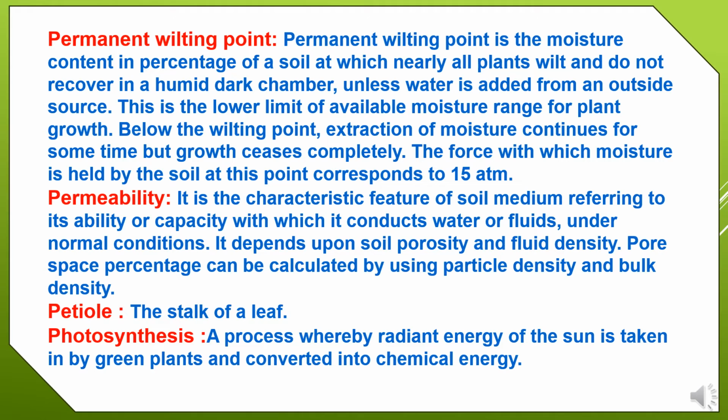Permanent wilting point. Permanent wilting point is the moisture content in percentage of a soil at which nearly all plants wilt and do not recover in a humid dark chamber unless water is added from an outside source. This is the lower limit of available moisture range for plant growth. Below the wilting point, extraction of moisture continues for some time, but growth ceases completely. The force with which moisture is held by the soil at this point corresponds to 15 atmosphere.